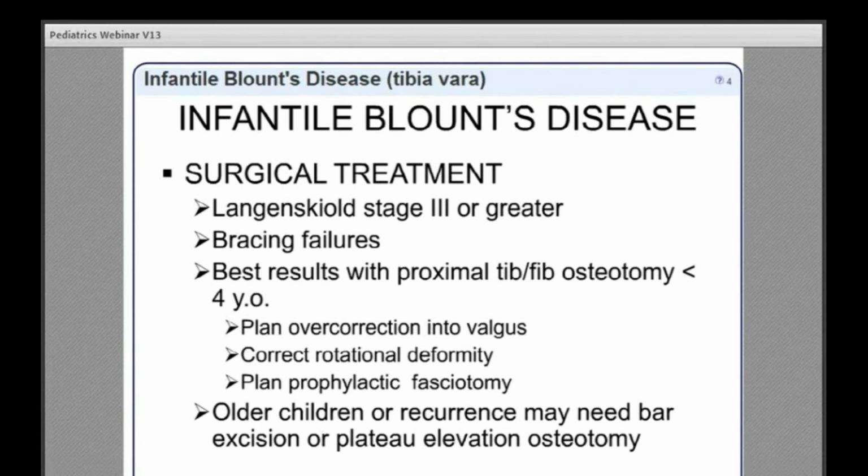In addition, because many times these children have associated internal tibial torsion, rotational correction is necessary. Because of the high risk of compartment syndrome due to the proximity to the proximal calf vasculature and the recurrent vessels to the interosseous membrane, a prophylactic anterior compartment or four-compartment fasciotomy should be performed. Older children or children who've had recurrence may need physeal bar resection as well.